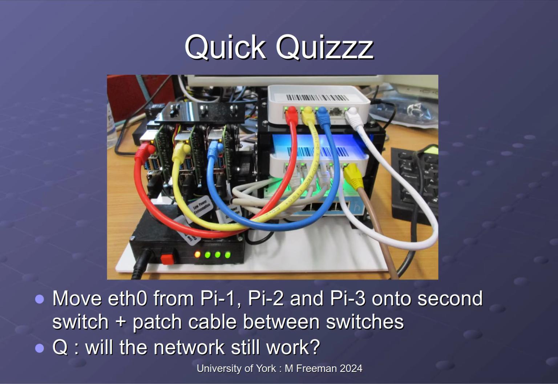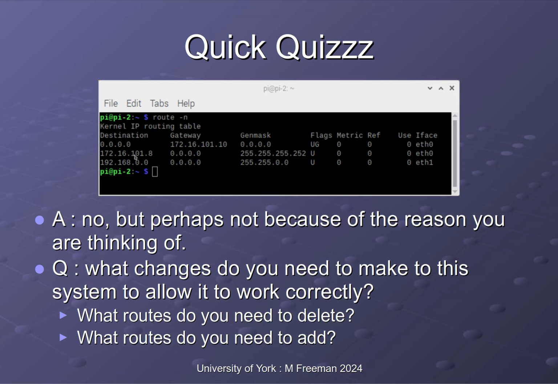Finally, what if we mix up our switches and our routers? So Ethernet 0 on the Pis, the onboard NIC, is normally connected to the MikroTik down the bottom here. But what if we connect those to the second switch, switch B, and then connect this switch via a patch cable to switch A? Would this still work? Would these network interfaces still be able to communicate data between themselves? Now, the answer to this one is no, it won't work, but maybe not for the reasons you're thinking about.